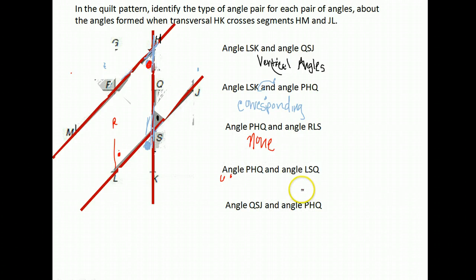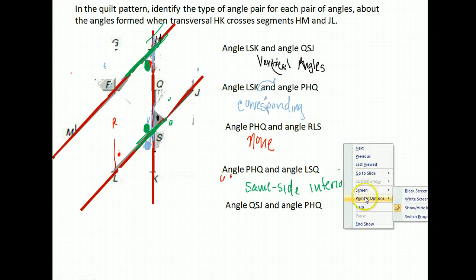How about PHQ and LSQ? So PHQ again starts at P up to H down to Q. It's this angle once again. And LSQ, L to S to Q would be this angle here. All right, notice our pair of lines, they are between or on the interior, so they're interior. Are they alternate or same side? Are they on the same side of the transversal or on opposite sides? Notice they're both on the left side of the transversal. That makes them same side interior angles.